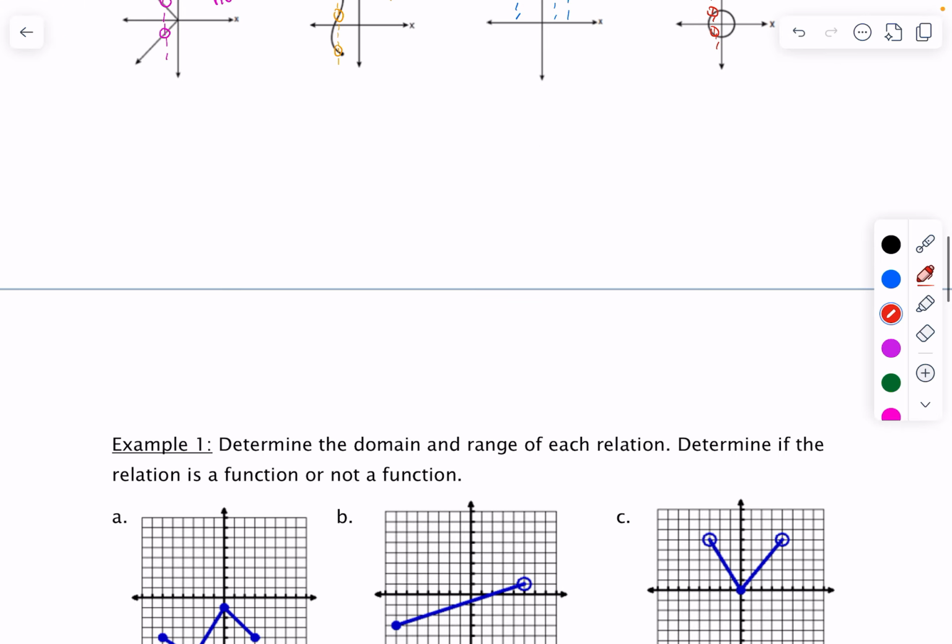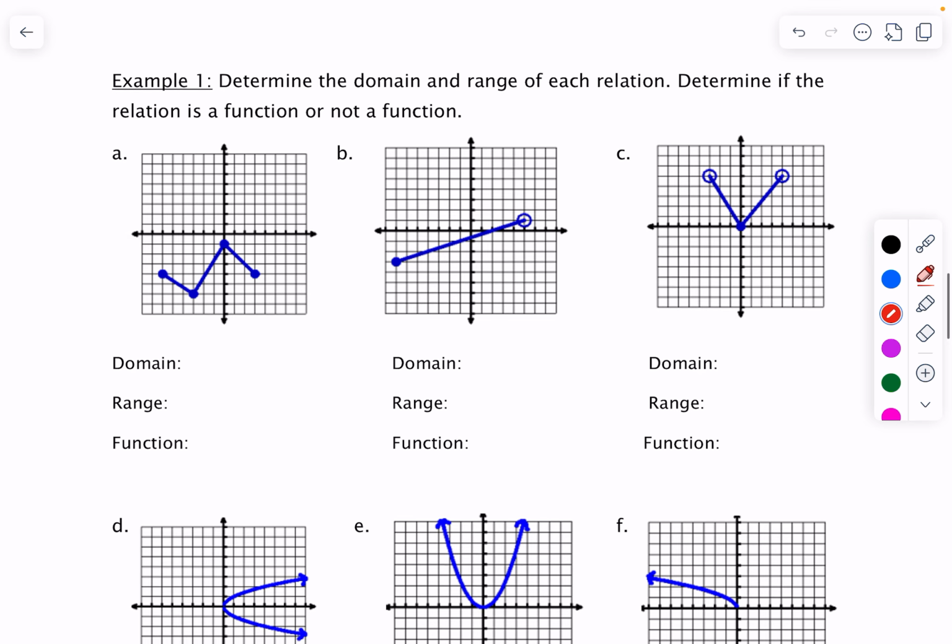So we're going to do a lot of examples of this because there's a lot of different situations with domain and range and whether something's a function or not. So if I look at example A, notice that it's continuous. Even though it's got these 4 dots, that is a continuous function, not discrete, because those dots are connected.